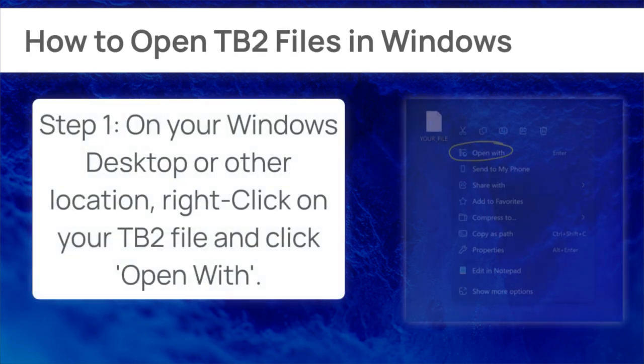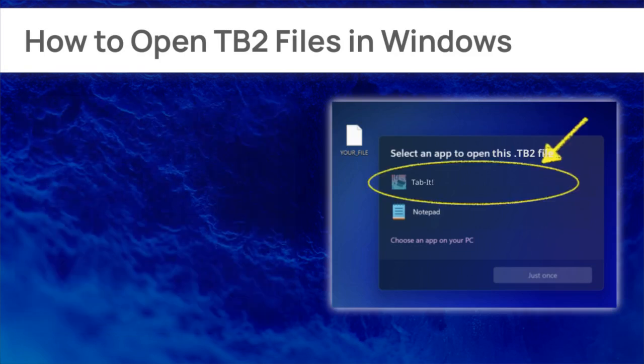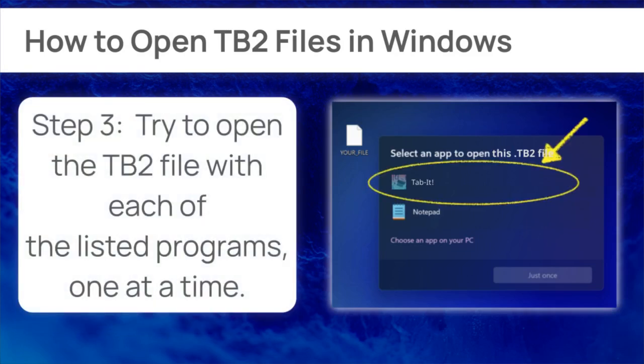Go ahead and right-click your TB2 file, then choose Open With. Try TB2 if it's an option. If it's not, just select another program. This trial and error process is standard for tricky files.